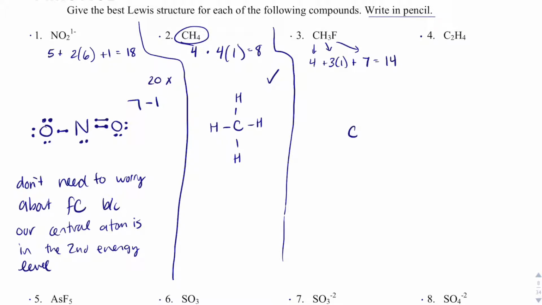Carbon will be my central element. I'll bond 3 of my hydrogens around there, and then my 4th bond will be for fluorine. I give every element except hydrogen 8 valence electrons. Carbon already has all 4 sides covered with a bond, so it has 8 electrons. So I'm going to give fluorine 3 lone pairs. Then I'm going to count 2, 4, 6, 8, 10, 12, 14. My valence count is good. I don't need to worry about formal charge because my central element is carbon.